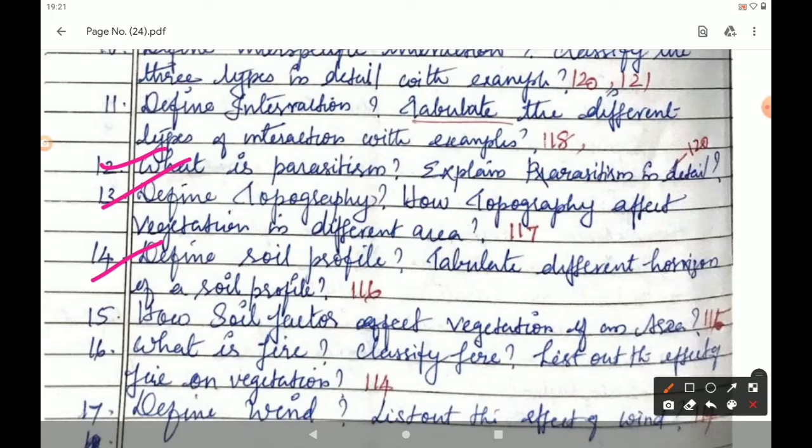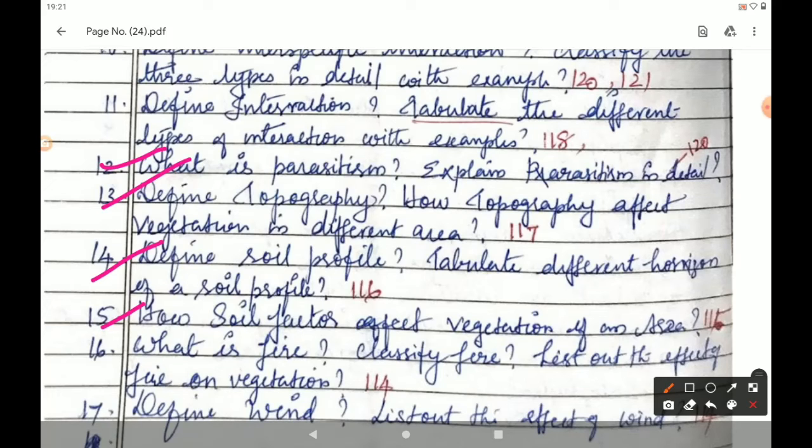One tabular column is given: horizon, O horizon, organic horizon, A horizon, often rich in humus and minerals, B horizon. Like that, one tabulation is given. You have to write the tabulation from O horizon to R horizon. The next is the 15th question.